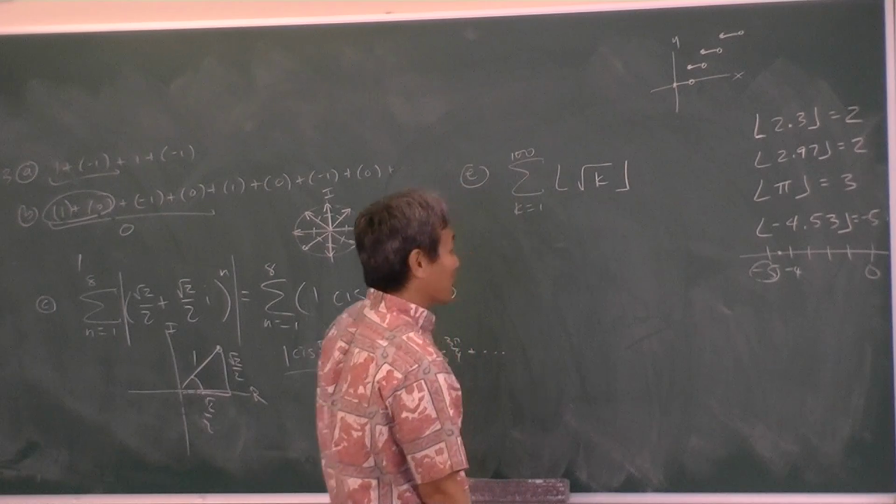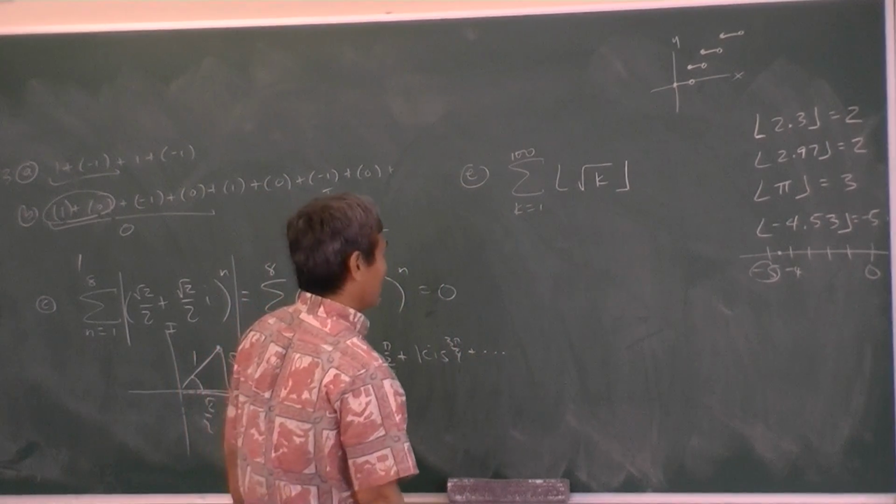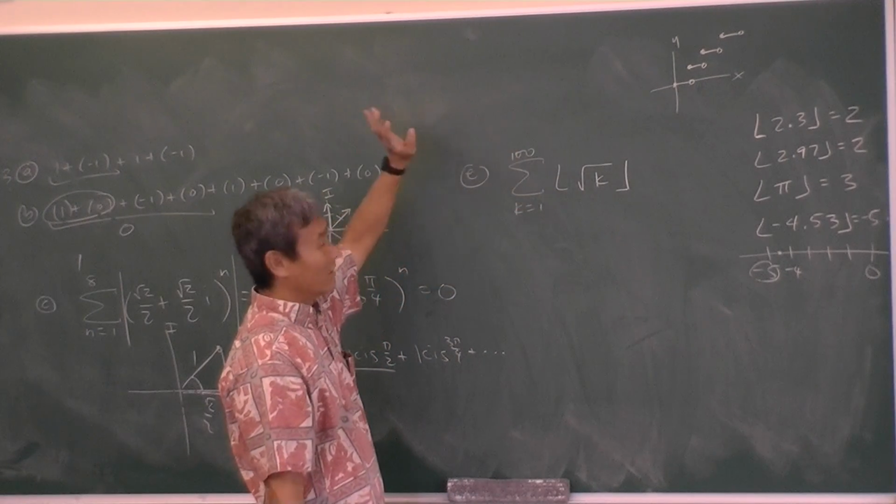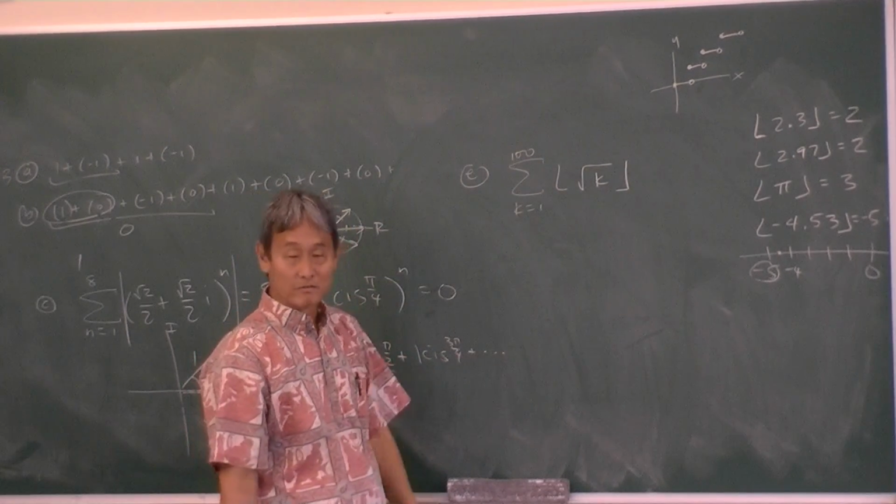Please don't give negative numbers, Mr. Park. Okay, now we know how it works. So all you've got to do here is plug in 1, 2, 3, 4 until you get 100 and add them up. That's all you've got to do.